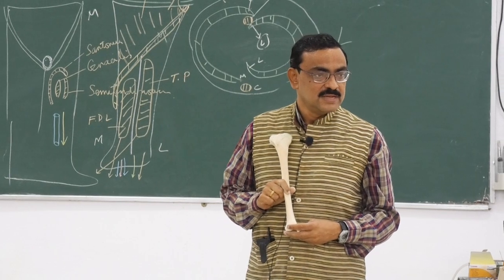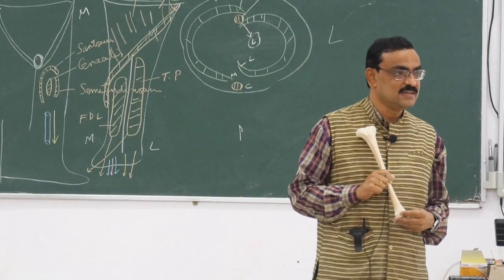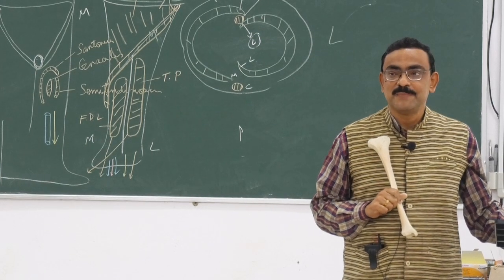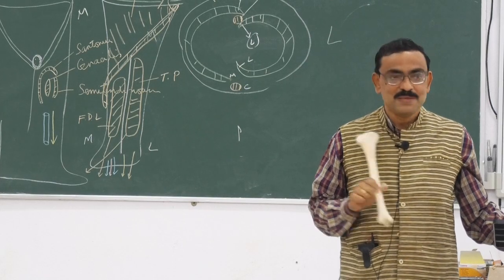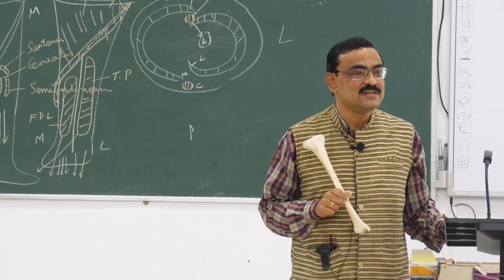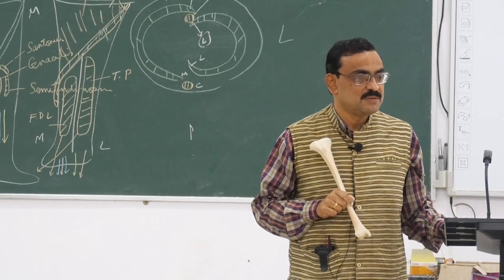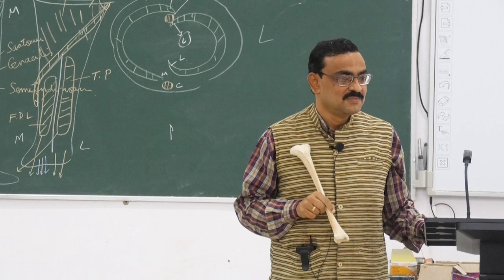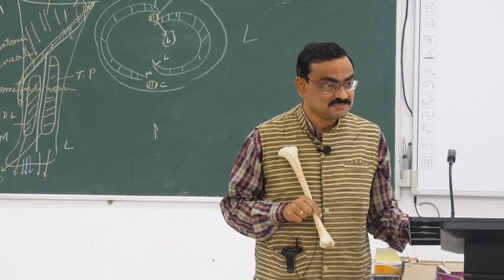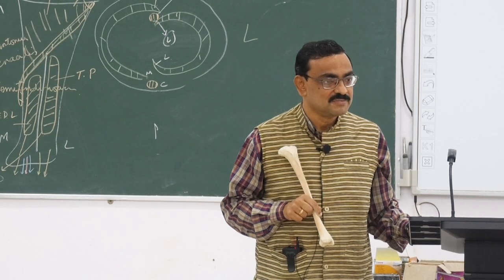Tibialis posterior, flexor digitorum longus, posterior tibial veins, posterior tibial artery, posterior tibial nerve or tibial nerve. Nakal means nerve, N for nerve.